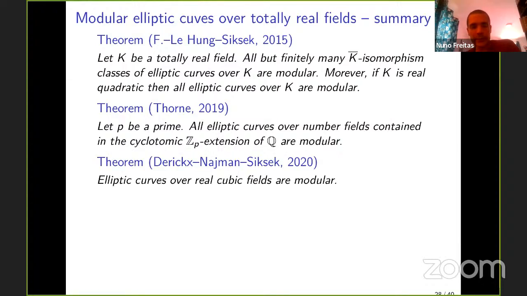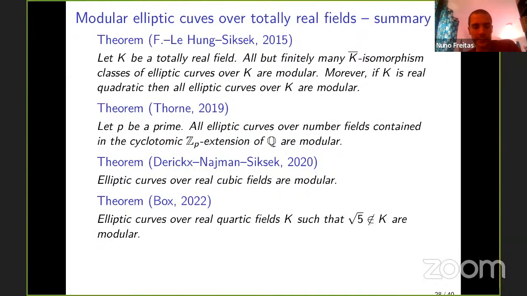Then Derek, Najman, and Siksek have proved that elliptic curves over real cubic fields are modular. And finally, Box showed that all elliptic curves over real quartic fields where the square root of 5 is not in the base field are modular. So the next step is degree 5, and I've seen a paper on arXiv.